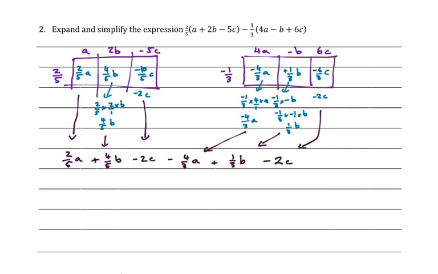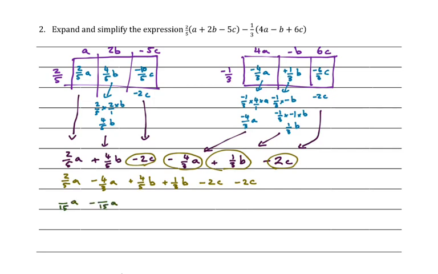We're going to rearrange the terms, writing the like terms next to each other. So 2/5 of a, subtract 4/3 of a, and then add 4/5 of b and 1/3 of b, and then subtract 2c and 2c. So negative 2c, subtract 2c. Okay, we'll combine these terms, but we can't combine them because the denominators are not the same, so we must write them with the lowest common denominator. So 5 and 3 gives us 15 as the lowest common denominator.